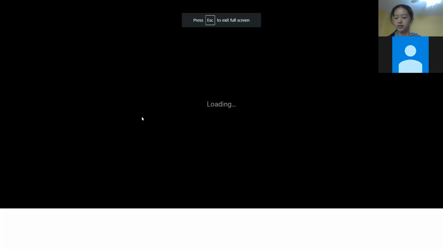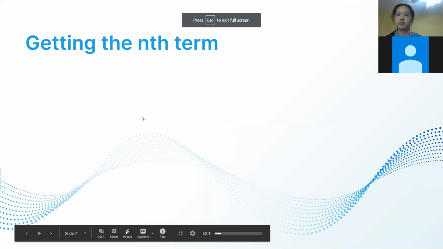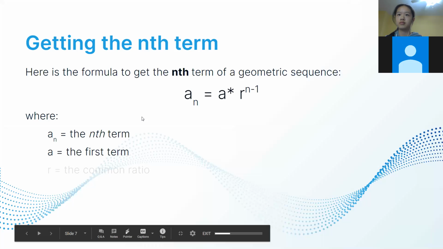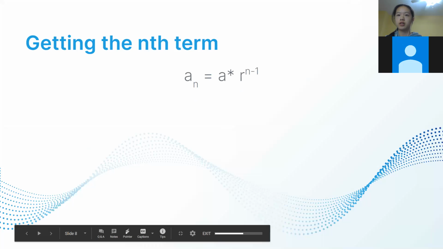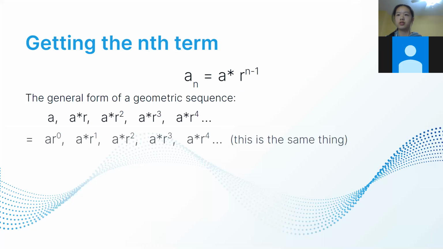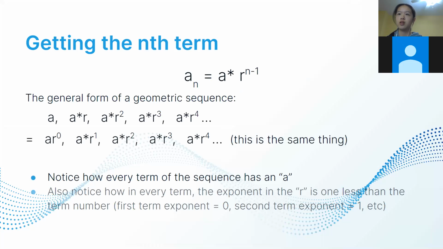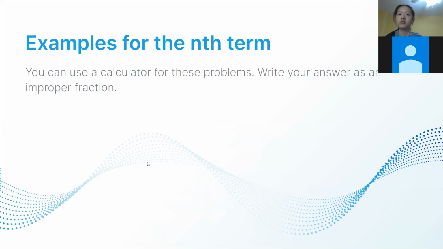I think we're on slide 9. On the next slide, I'm not sure if this one is necessary. It just shows you where the formula is coming from, why it's n minus 1. Just go to the example. Okay, we can go to the example.